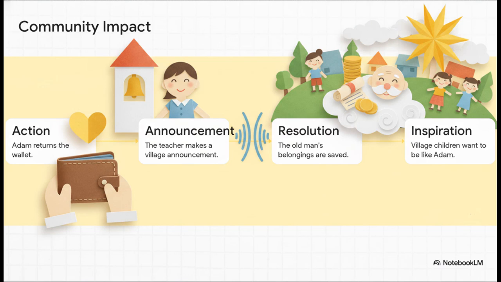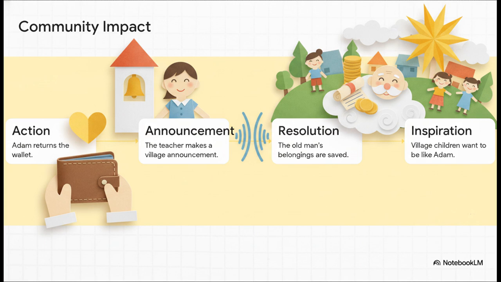So if the real reward wasn't the physical cash, what exactly was it? Well, watch how this act ripples through the whole community in a step-by-step cascade. Step 1, a quiet, private act of honesty where Adam hands over the wallet. Then, step 2, that act gets amplified when the teacher announces it to the village. Step 3, the old man gets his stuff back and his peace of mind is totally saved. But step 4, that is where the magic happens.